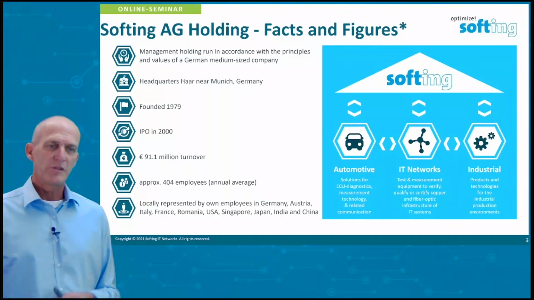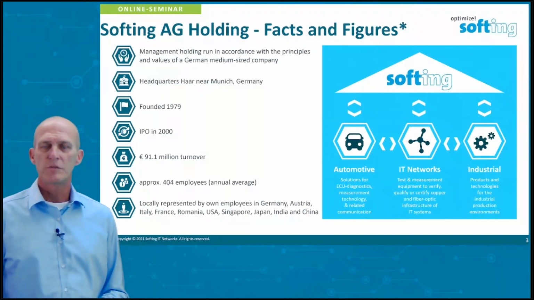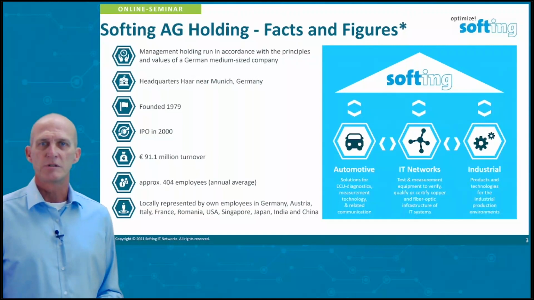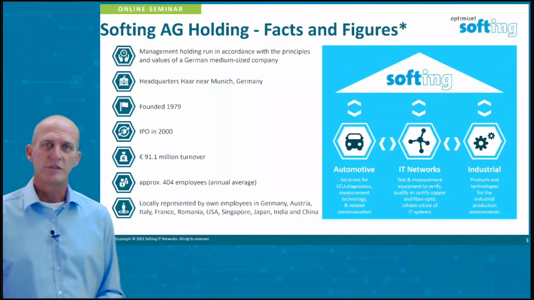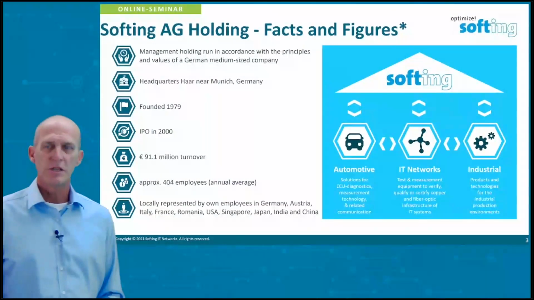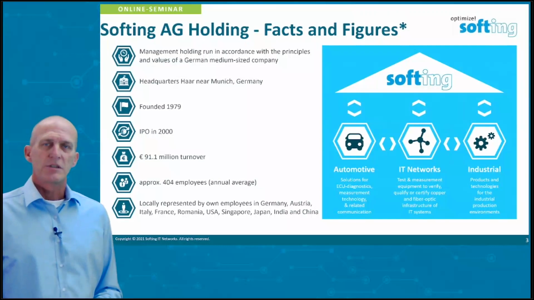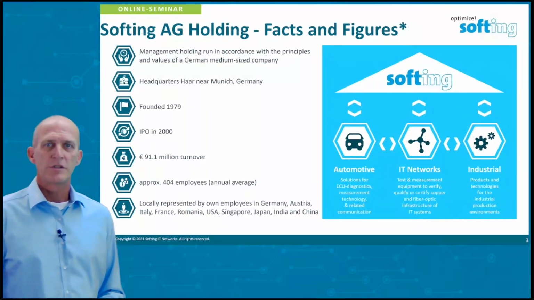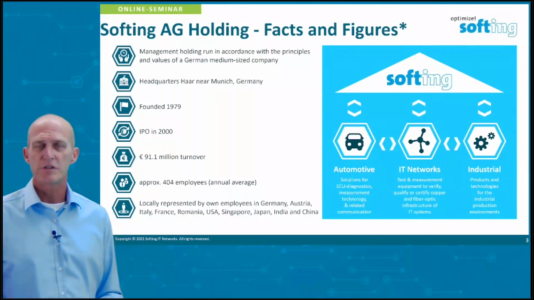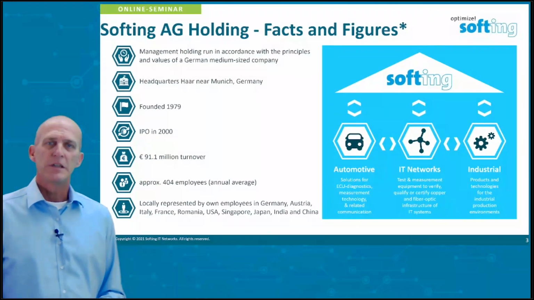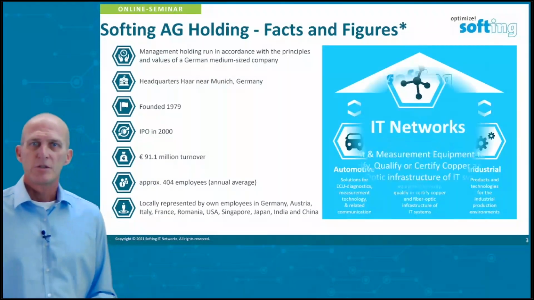We are 3 business units. The automotive team is looking at diagnosis in vehicles, basically. The industrial team is looking at devices and software for industrial automation. And us, IT Networks, the 3rd business unit, we look after test equipment for cabling, infrastructure cabling, copper and fiber, as well as Ethernet networks, copper, fiber, Wi-Fi.